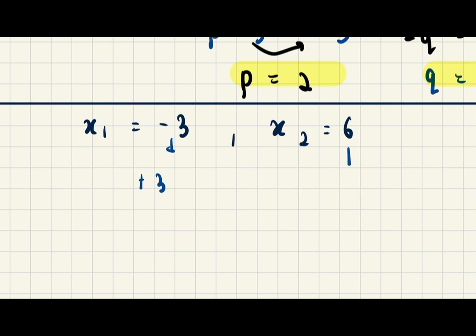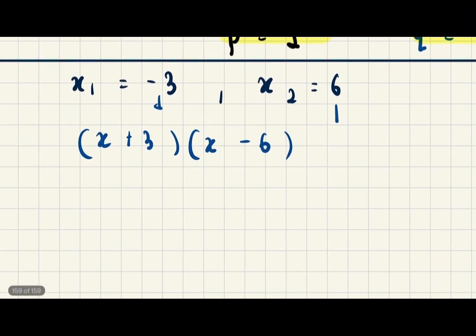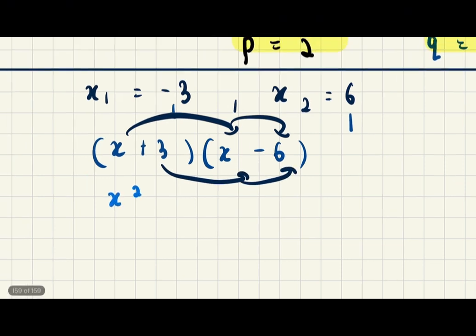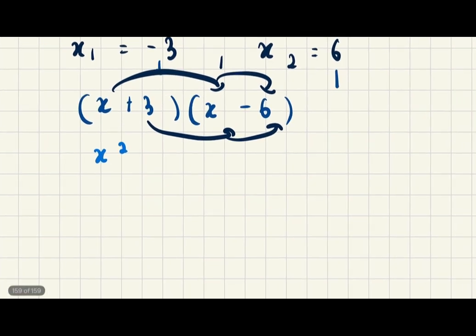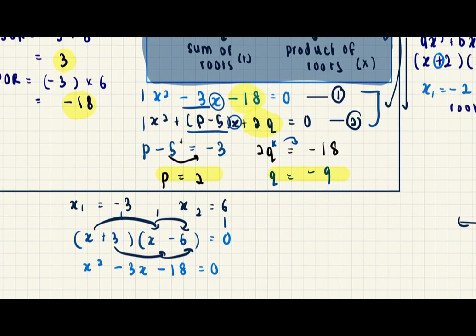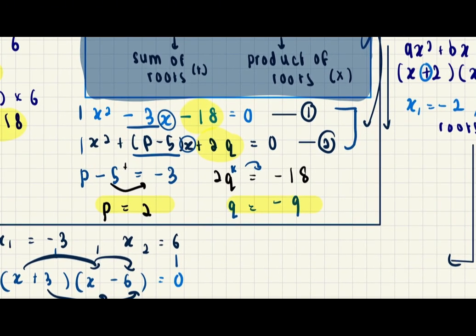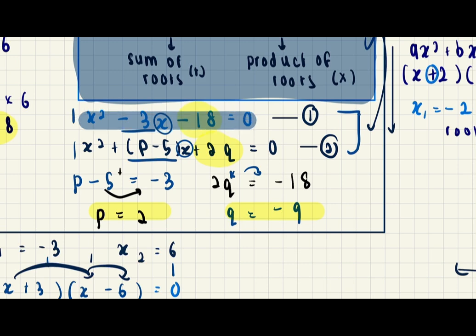So it becomes x plus 3, and x minus 6, with an x in front of each too. Okay, so now you simply expand this. You expand this, and then you will end up with x squared minus 3x minus 18 equals to 0. Is it the same equation that we got? x squared minus 3x minus 18. This is the same thing.